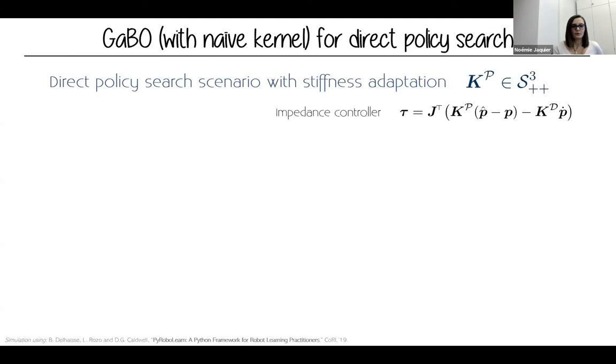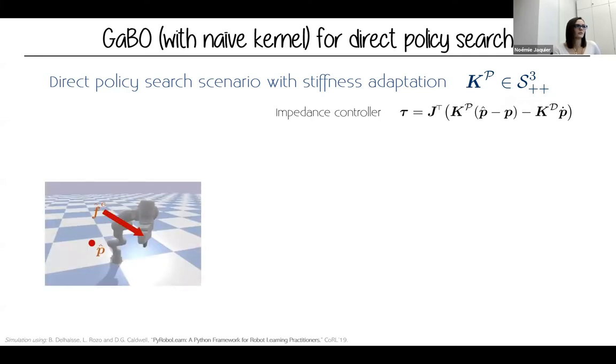So now I showed you some benchmarks. Our goal is to do some robotics. Here is a robotic experiment where we apply GaBO for a direct policy search scenario. Our goal here was to adapt the stiffness of the robot. We have this Franka robot here, and its goal is to reach this point P, which is an end effector target, so to go from here to this point P. We are perturbing it with an external force, which is unknown to the robot. This is the force that you can see here.